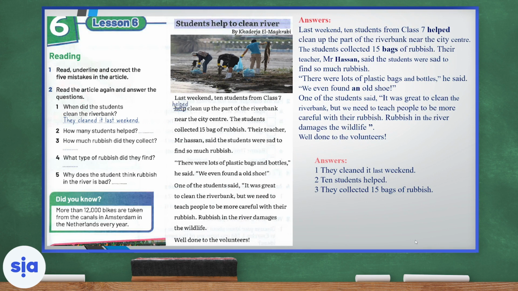Number 4. What type of rubbish did they find? They found plastic bags, bottles, and a shoe. Number 5. Why does the student think rubbish in the riverbank is bad? Because it damages wildlife. Did you know that more than 12,000 bikes are taken from the canals in Amsterdam in the Netherlands every year? You can read more about it by research.